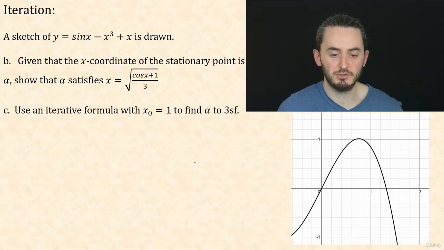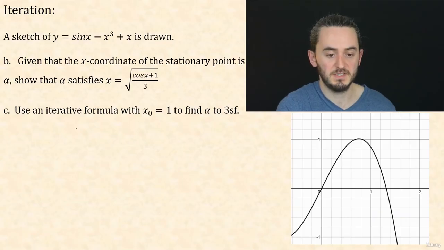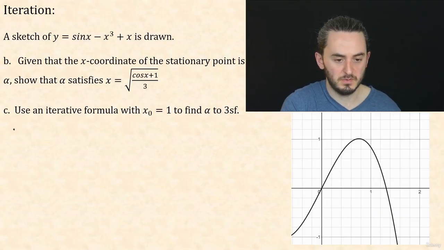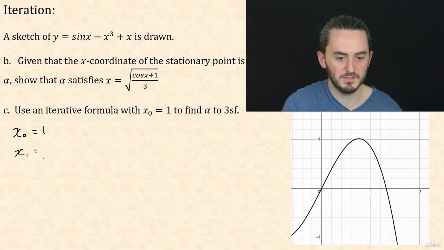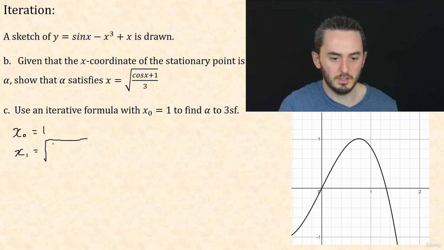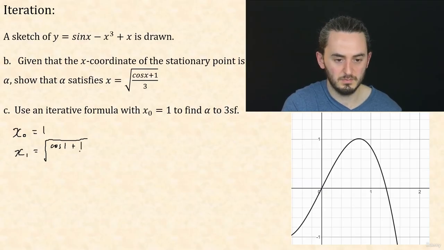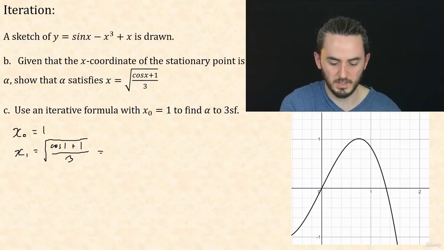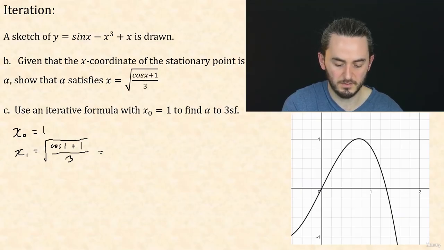Part C is to use an iterative formula with x0 equals 1 to find alpha to 3 significant figures. So if x0 is 1, we're just going to show the first one subbing in, so we take the square root of cos of 1 plus 1 over 3. Let's just work it out. I'll type in 1 as my first thing, and then I'll do the square root of cos of my answer plus 1 over 3. My next answer is 0.7165.